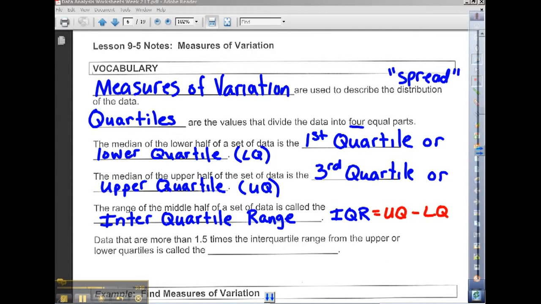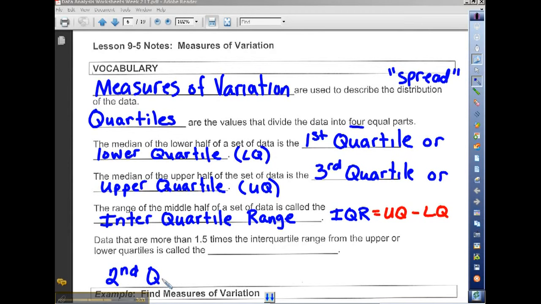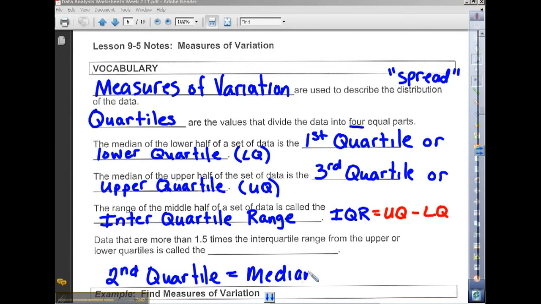Okay? Then down here it says, and you know what? Let me add something in here real quick, because they left out, you guys can see there's the first quartile and there's the third quartile. Well, where's the second quartile? They leave out the second quartile because we use another name for the second quartile. So let's write this in. Second quartile has another name that we always use. It's called the median. Okay?